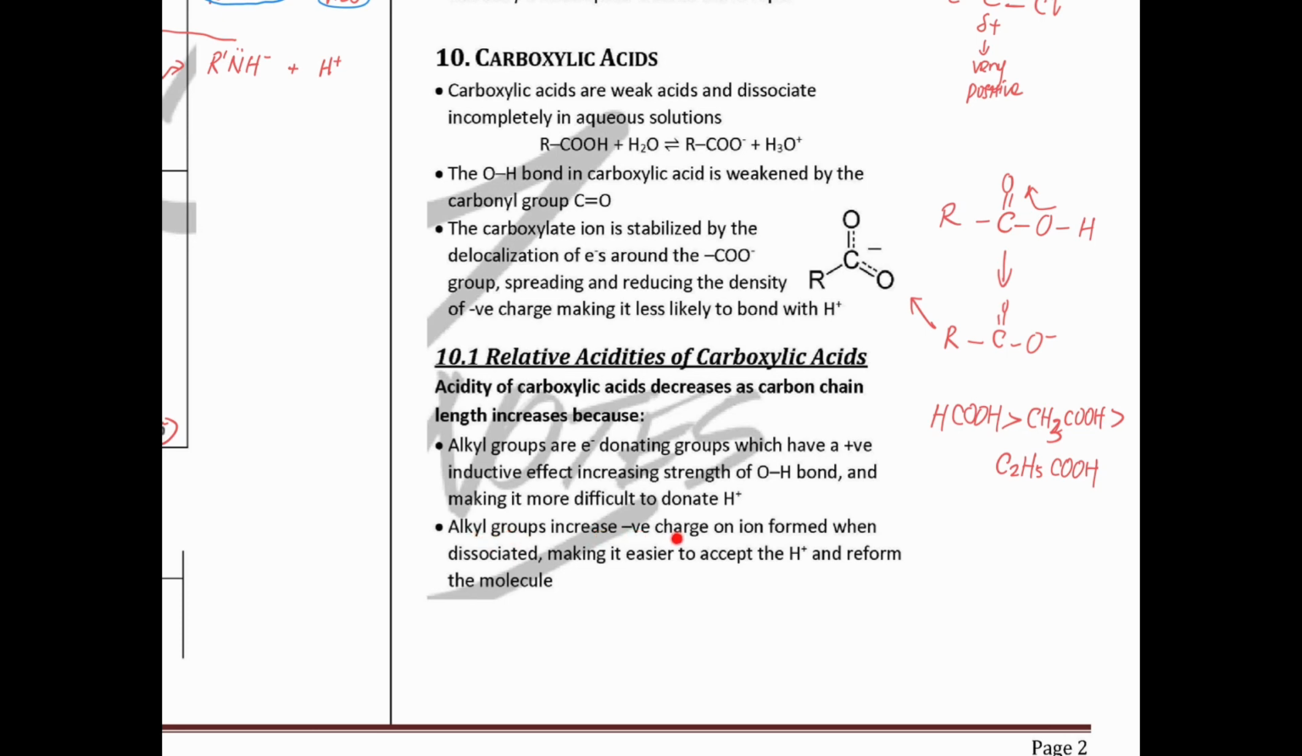Now, the alkyl group increases negative charge on the ions formed when dissociated. When dissociated, that means when the H plus moves away, the alkyl group makes the carboxylic ions more negative, making it easier to accept the H plus and reform the molecule. That explains why this is a weaker acid. After H plus moves away, the C2H5 can push a lot of electrons to this side, making this oxygen very negative, and then the H plus will easily come back and stick to the O minus just now, forming the molecule again, and hence no H plus, and because of that the acidity is very low, a very weak acid.